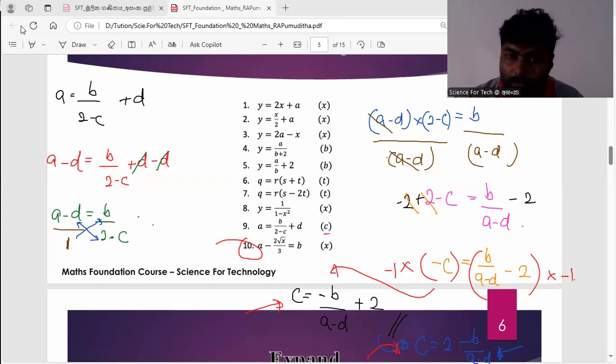Sir, finished. x equals 3 bracket b minus a divided by minus 2 into half. No, not half. Half is wrong. Any answer?